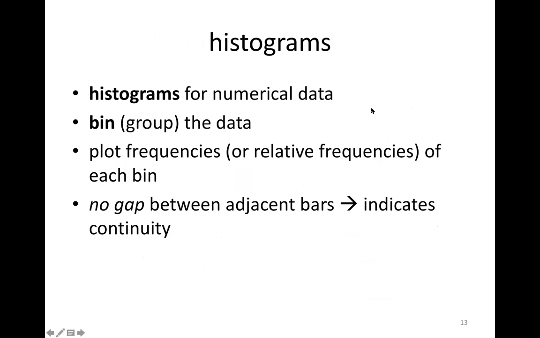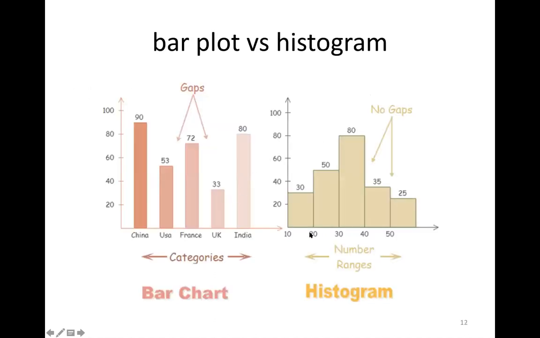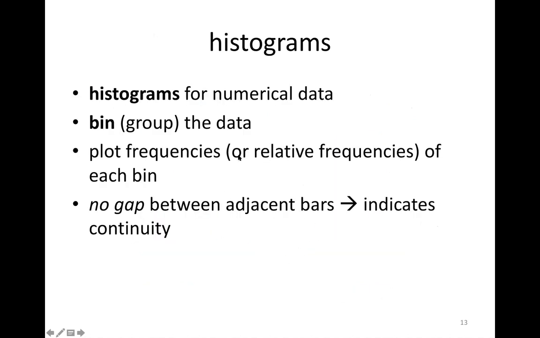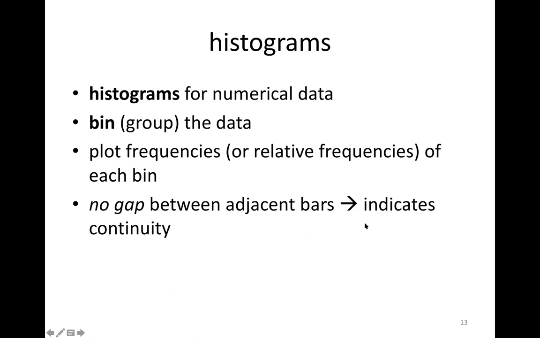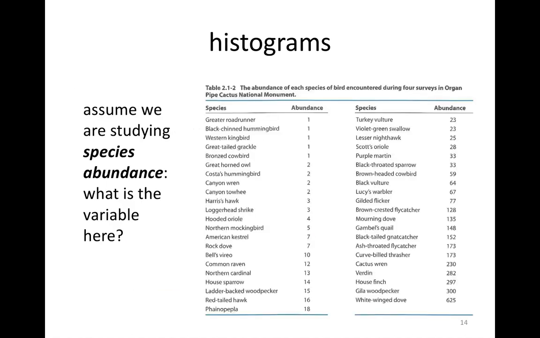So histograms are graphs that describe frequencies, relative frequencies, of numerical data. And here we bin the data in windows, as you see. So this is one window, or one bin. Bin is more commonly used. Another bin, another bin. And then we plot the frequencies of observations that have values within that bin. And there is no gap between bars, indicating continuity.